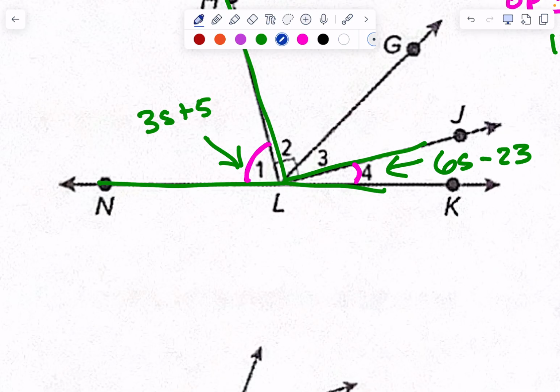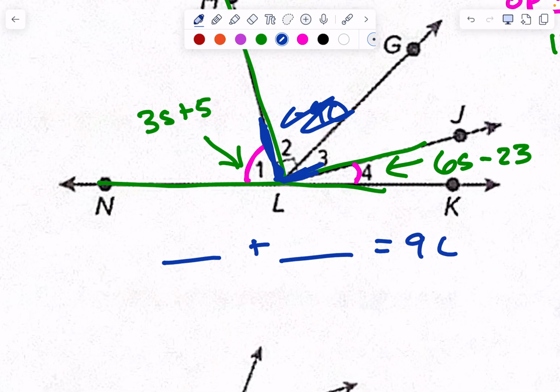Because this guy right here is 90, right? And all 4 of these angles should add up to be how much? 180, right? But these are already 90, so I could subtract that 90 out. So these two, this one here and this one here, should add up to be the other 90, right? Does that make sense? So that guy plus that guy equals 90, okay?